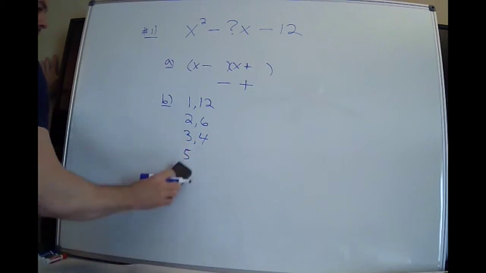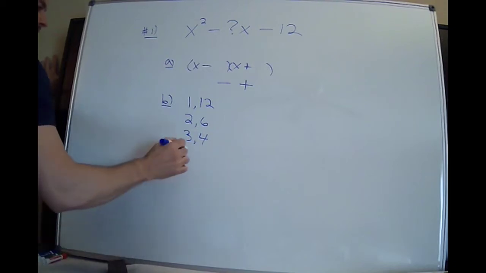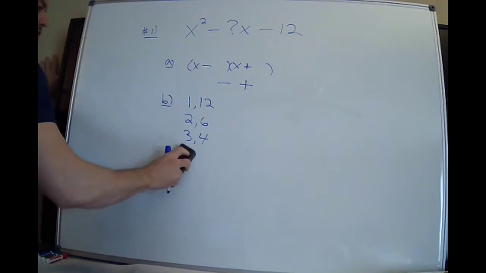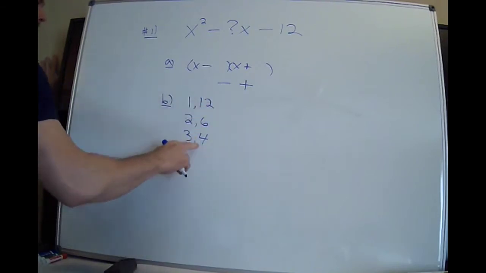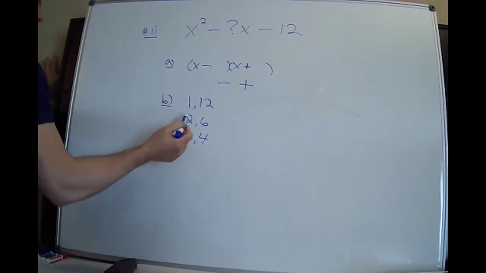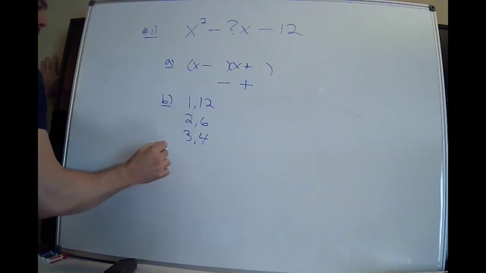Now 4 I already have, so you try 5. 12 is not divisible by 5, so that's out. And then 6, well, I already have 6. As soon as you get a repeat, you know you have them all. So these are my 3 pairs of numbers whose product is 12. 1 times 12, 2 times 6, 3 times 4. That's all you had to do, was list them.